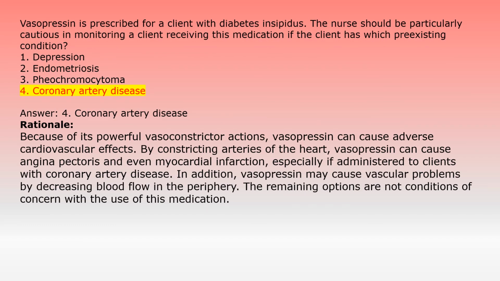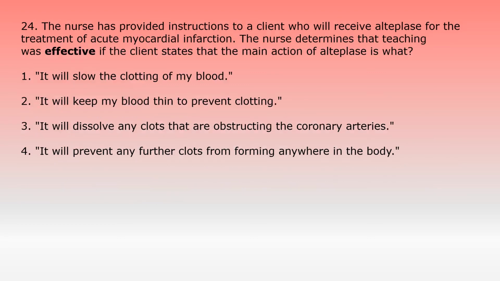Answer. 4. Coronary artery disease. Rationale. Because of its powerful vasoconstrictor actions, vasopressin can cause adverse cardiovascular effects. By constricting arteries of the heart, vasopressin can cause angina pectoris and even myocardial infarction, especially if administered to clients with coronary artery disease. In addition, vasopressin may cause vascular problems by decreasing blood flow in the periphery. The remaining options are not conditions of concern with the use of this medication.